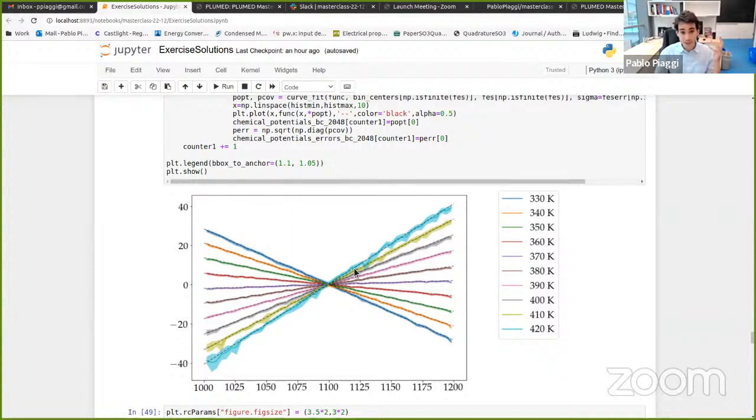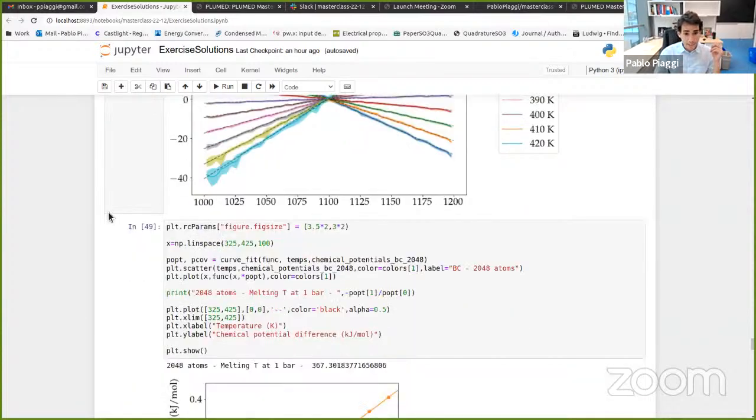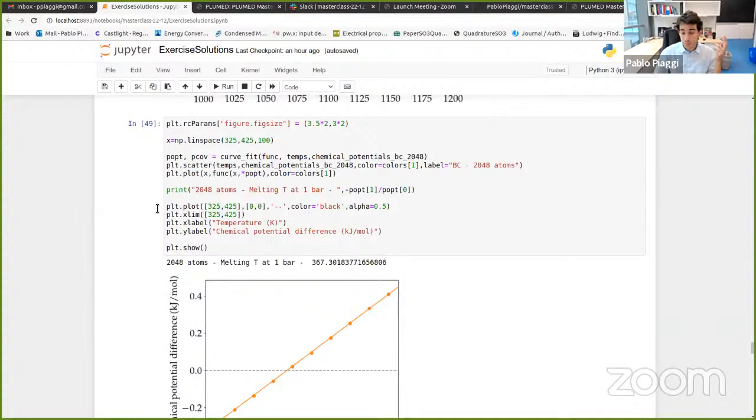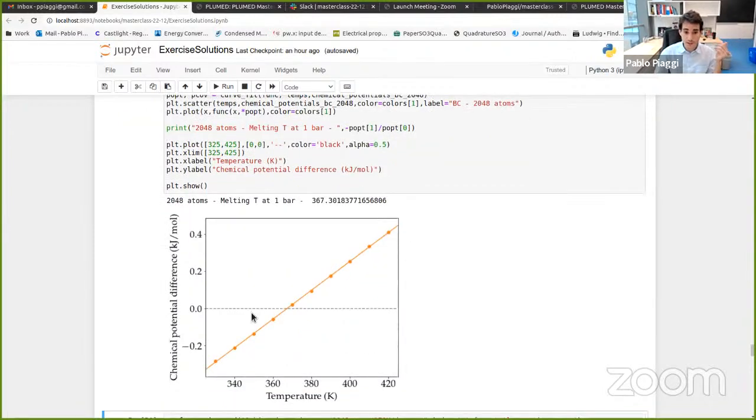So now we calculate the slopes of these free energy surfaces. We can plot the slope, that is the chemical potential difference, as a function of temperature. We also get a very nice linear behavior. From the intercept with the x-axis, we get the coexistence or melting temperature, which in this case is 376.3. It's a bit higher than what we found before in the thermodynamic limit, but it's also consistent with the finite size effects that we expect for this system size.